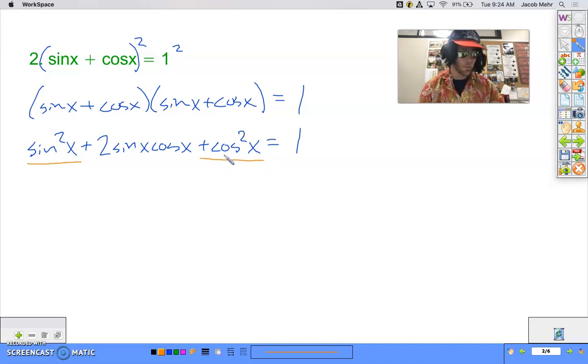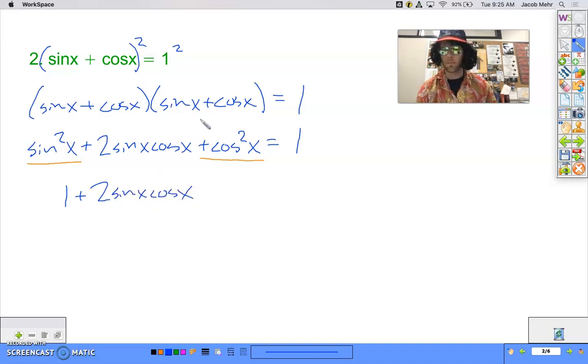Now, I like this mostly because I notice I have a sine squared plus a cosine squared. And what is sine squared plus cosine squared? Well, that's equal to 1. That's our Pythagorean identity. So we see that coming into play here. This is 1 plus 2 sine of x cosine of x. So these two underlying pieces put together are 1 equals 1.